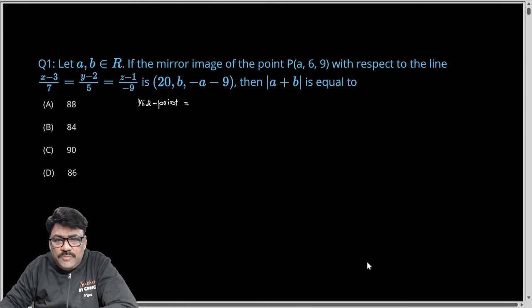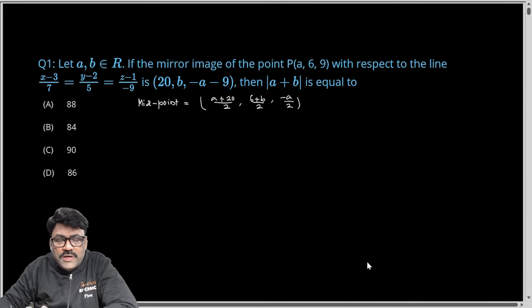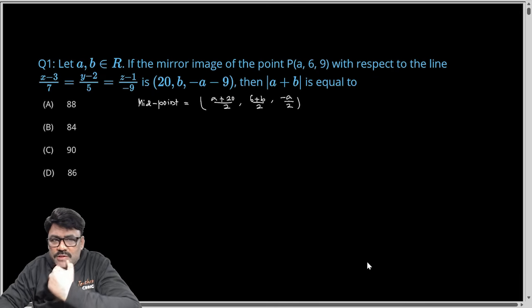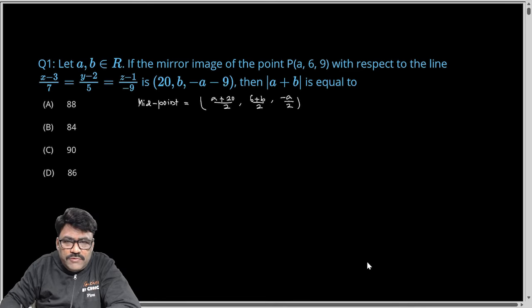Midpoint of the given point P and its image. So midpoint is (A plus 20)/2, (6 plus B)/2, and (9 minus A minus 9)/2. And of course, this midpoint must lie on the given line. So what you can do here, you just put this midpoint in the given line. Means in place of x, put (A plus 20)/2, in place of y, (6 plus B)/2, and in place of z, minus A/2. So I will get (A plus 20)/2 minus 3 whole divided by 7.